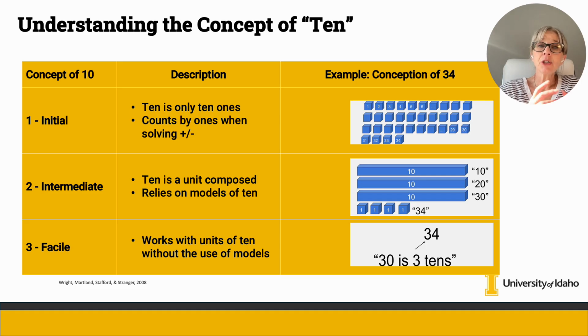In the next level, the intermediate concept of 10, a student begins to see 10 as a unit, but still relies on models to compute when working with units of 10. A student will count bars of 10 by saying 10, 20, 30, and so on. The idea that 10 ones make 1 ten is a really key shift in mathematical thinking and the beginning of the understanding of powers of 10. A student with a facile concept of 10 can easily count and compute by tens without models.